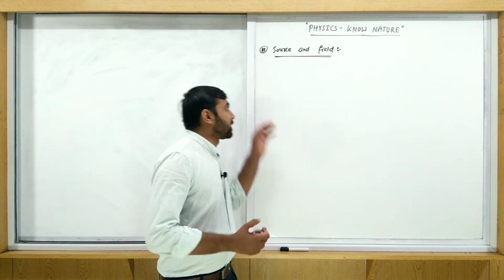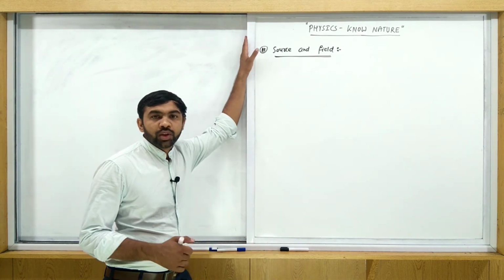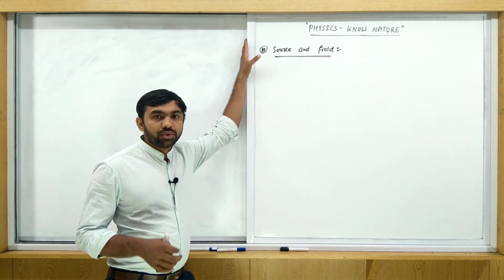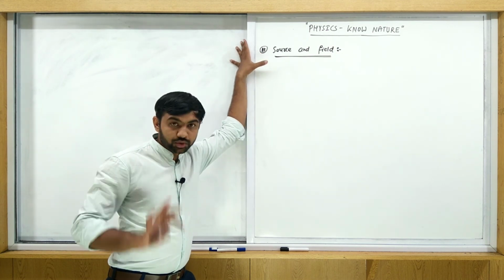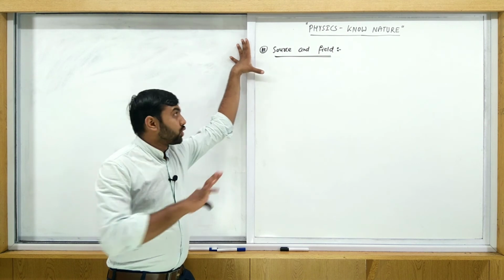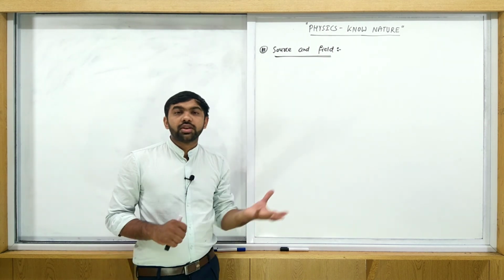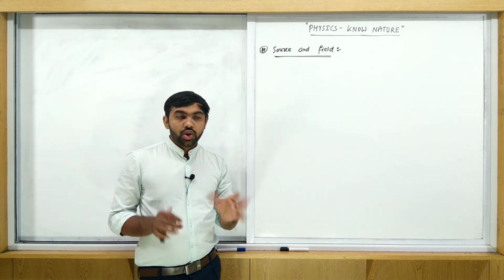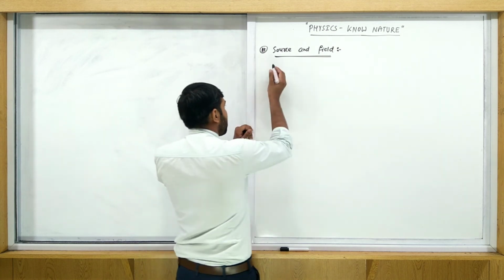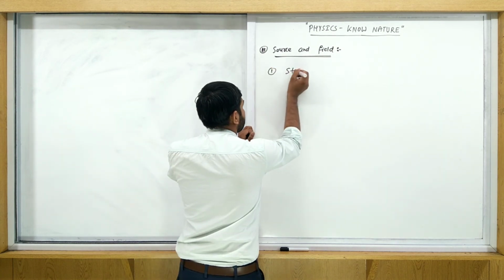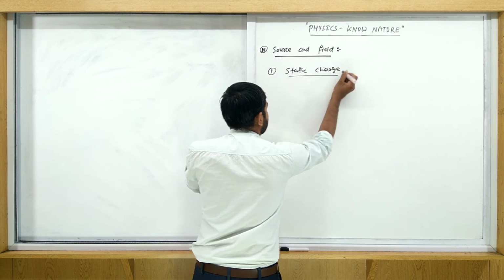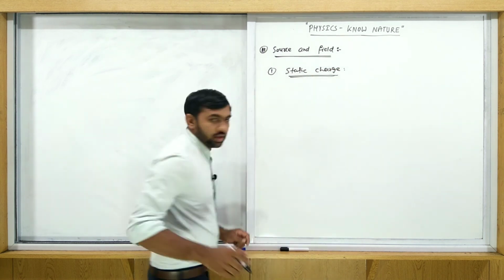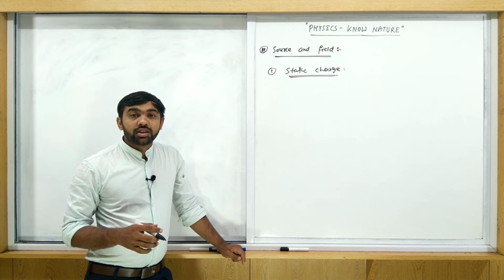Okay, guys, coming to the next one, source and the field. If different sources are given to you, then some field is produced or some field applies some force on the charges. Here the source is generally the different charges. So let's consider them one by one. If you consider a static charge, what happens if a static charge produces some force or some field?